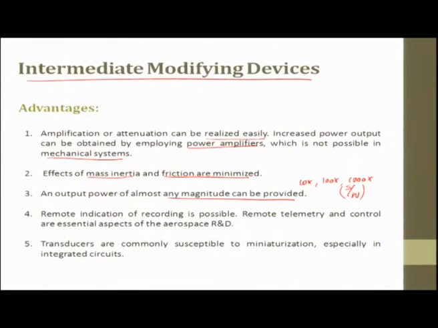The noise has to be reduced as and when you go high. Remote indication of the recording is possible. Remote telemetry and control are essential aspects of aerospace and R&D. So, that means to say here what we are trying to do is, based upon the sensing signals, these signals can be wirelessly communicated. So, you can start receiving it and start processing it. Transducers are commonly susceptible to miniaturization, especially in integrated circuits, where these intermediate modified devices play a very important role.